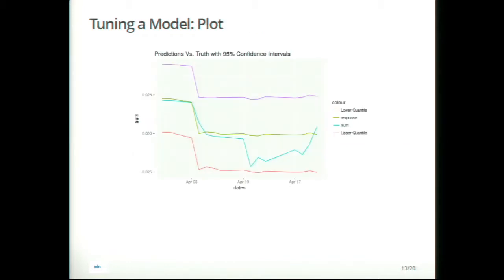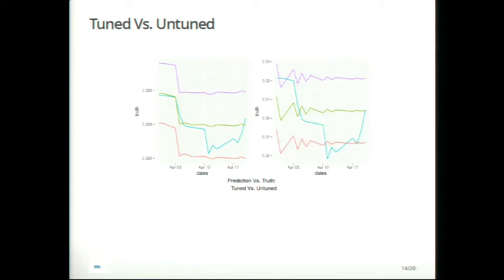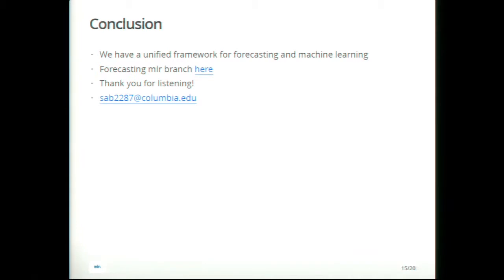Once again, green is the response, the predictions, and the blue is the truth, and we have the upper and lower quantiles. To show you the difference, on the left side we have the tuned model, and on the right side we have the untuned model, to show the difference between having a tuned model and not. And so that's it. This is an interpretation of how you could use machine learning and forecasting together. I think it works pretty nicely.